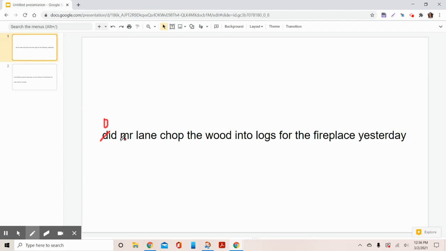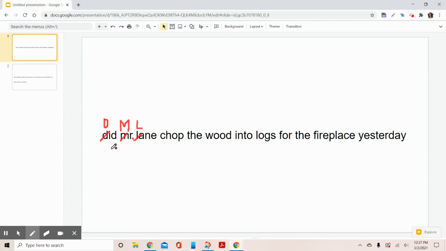So we need capital letters on both. The M on Mr. needs to be capital, as well as the L on Lane. And what else do we need to add to Mr. to make sure that we are showing that it's an abbreviation? Right after the R, we need to add that period to show that Mr. is an abbreviation for the longer word. So it's the shortened word.